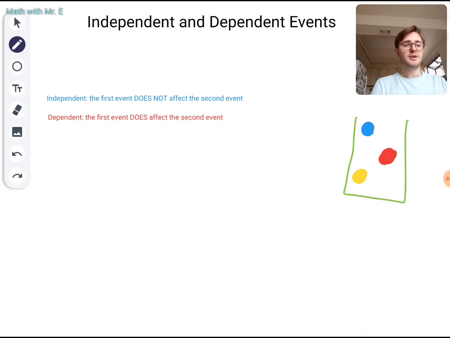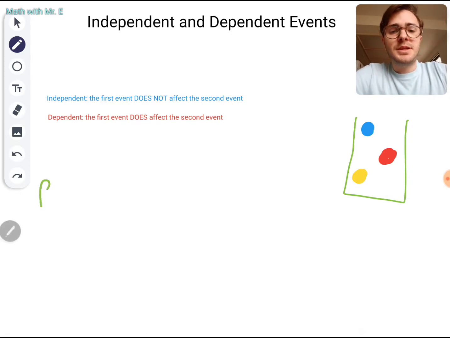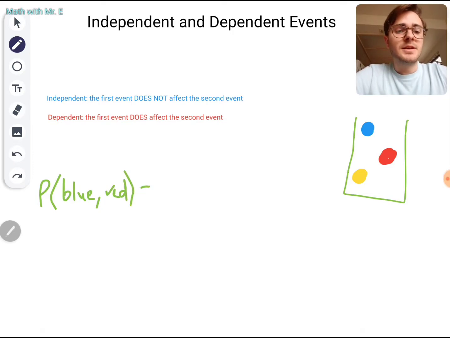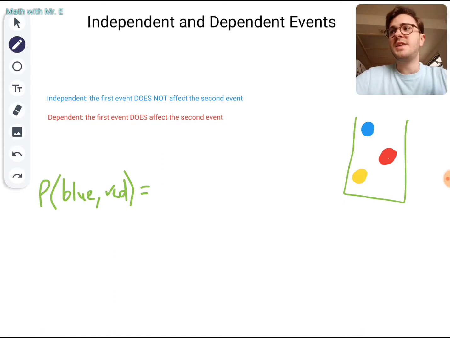So let's go ahead and say, again, I'm going to draw one marble, put it back, and then draw a second marble. Let's look at the probability that I would draw a blue marble first and then a red marble. So we will call this P of blue, comma, red. Well, I want to draw a blue one first and then a red one. So let's make a tree diagram to see what all the possible outcomes are.